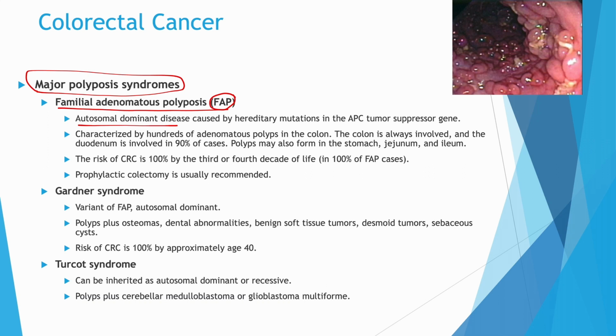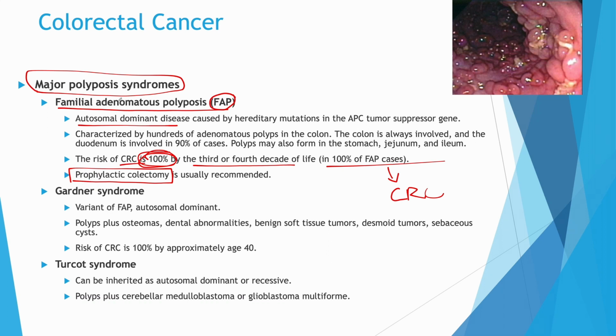And as you can imagine, you're not going to be able to remove all of these with snares in an endoscopy. These patients exclusively have to have colectomies, and they're prophylactic because there is 100% risk of developing colorectal cancer in the 3rd or 4th decade of life, meaning 100% of FAP cases will become colorectal cancer. So these patients have colectomies. They have their entire colon removed because of that risk.